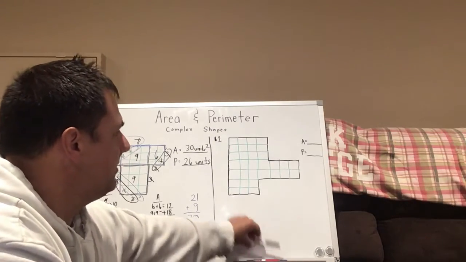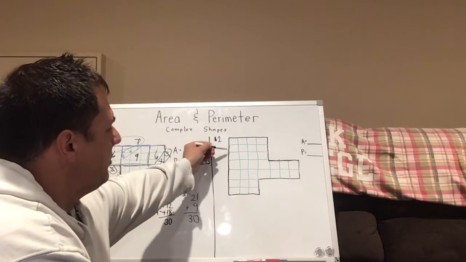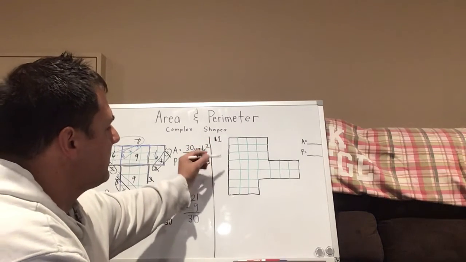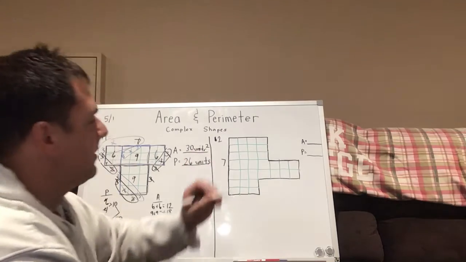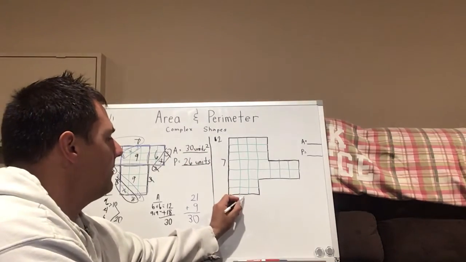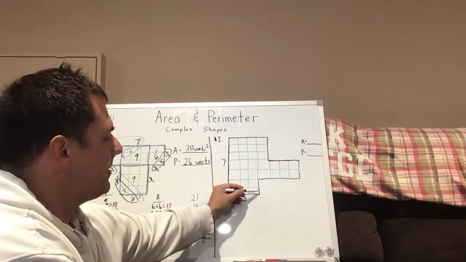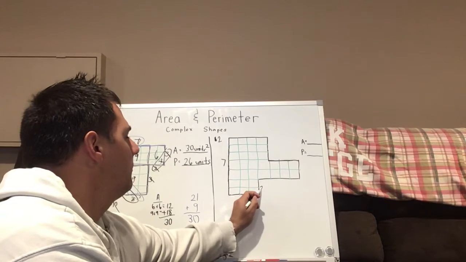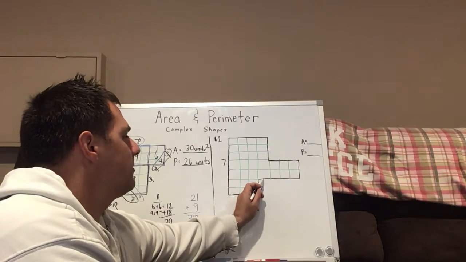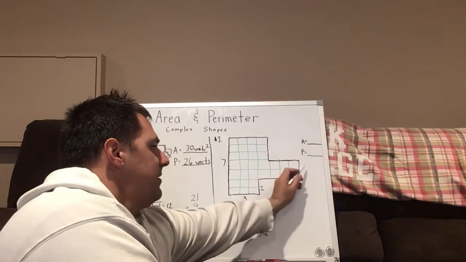So I'm going to start down the side, and I'm going to count my squares. So I know there's 1, 2, 3, 4, 5, 6, 7. So I know this is 7 units down. I'm going to count my way across the bottom. 1, 2, 3. So it's 3 units across the bottom. I'm going to count my units up. 1, 2. I'm going to count my units across. 1, 2, 3, 4. I'm going to count my side up.